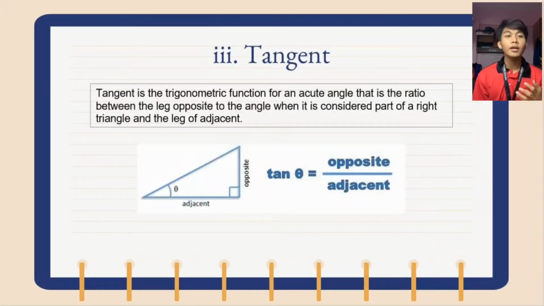Next, the tangent. Tangent is a trigonometric function for an acute angle that is the ratio between the leg opposite of the angle, when it is considered part of a right triangle, and the adjacent leg. The tangent ratio is the same regardless of the size of the right triangle, so it is often easiest to consider a right triangle with hypotenuse. The tangent ratio can also be thought of as a function which takes different values depending on the measure of the angle. You can measure an angle in degrees or radians.